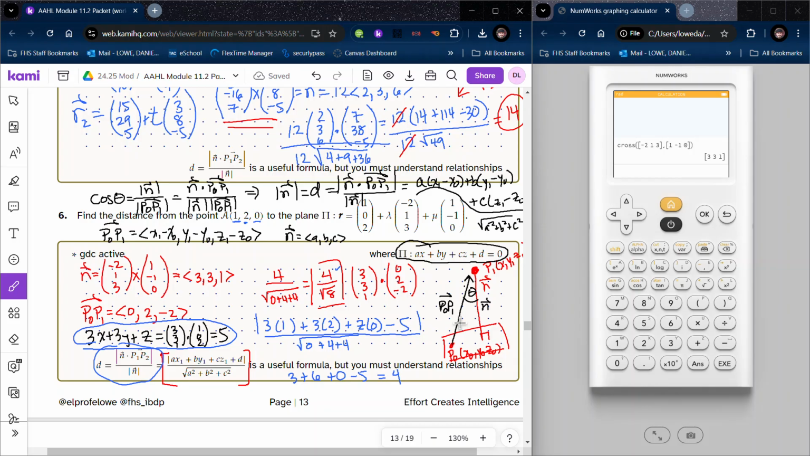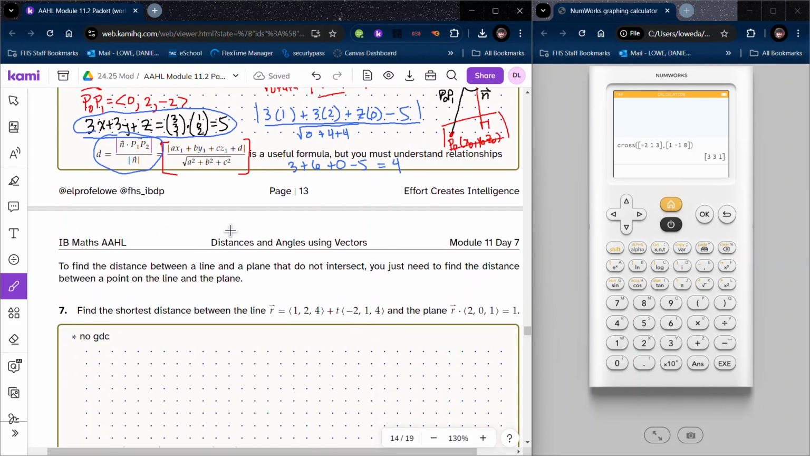There are other ways to find the distances. This is not the only way to find the distance, but it is an efficient way to find the distance using this relationship of projections. The dot product of the normal with the directional vector that you care about, all over the magnitude of the normal vector that you're working with, because that normal vector will give us the perpendicular. So let's look at a couple more.